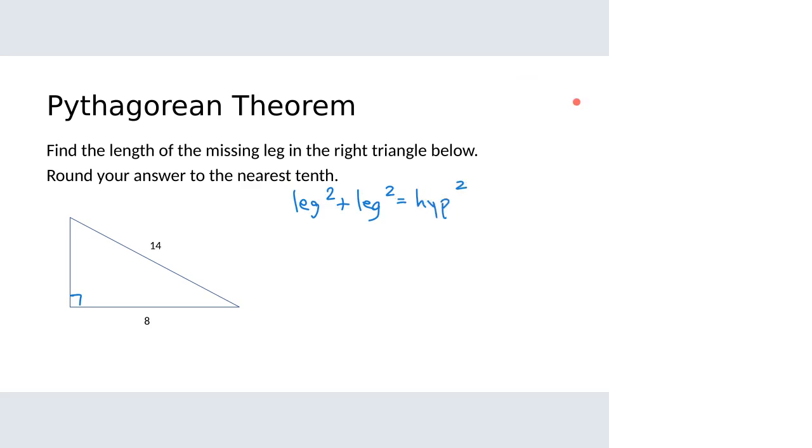But this time, I already know the hypotenuse. I know one of the legs. I don't know the other leg. We could leave it as just leg, but I don't know what it is. I'm looking for it. I'll just call it x.